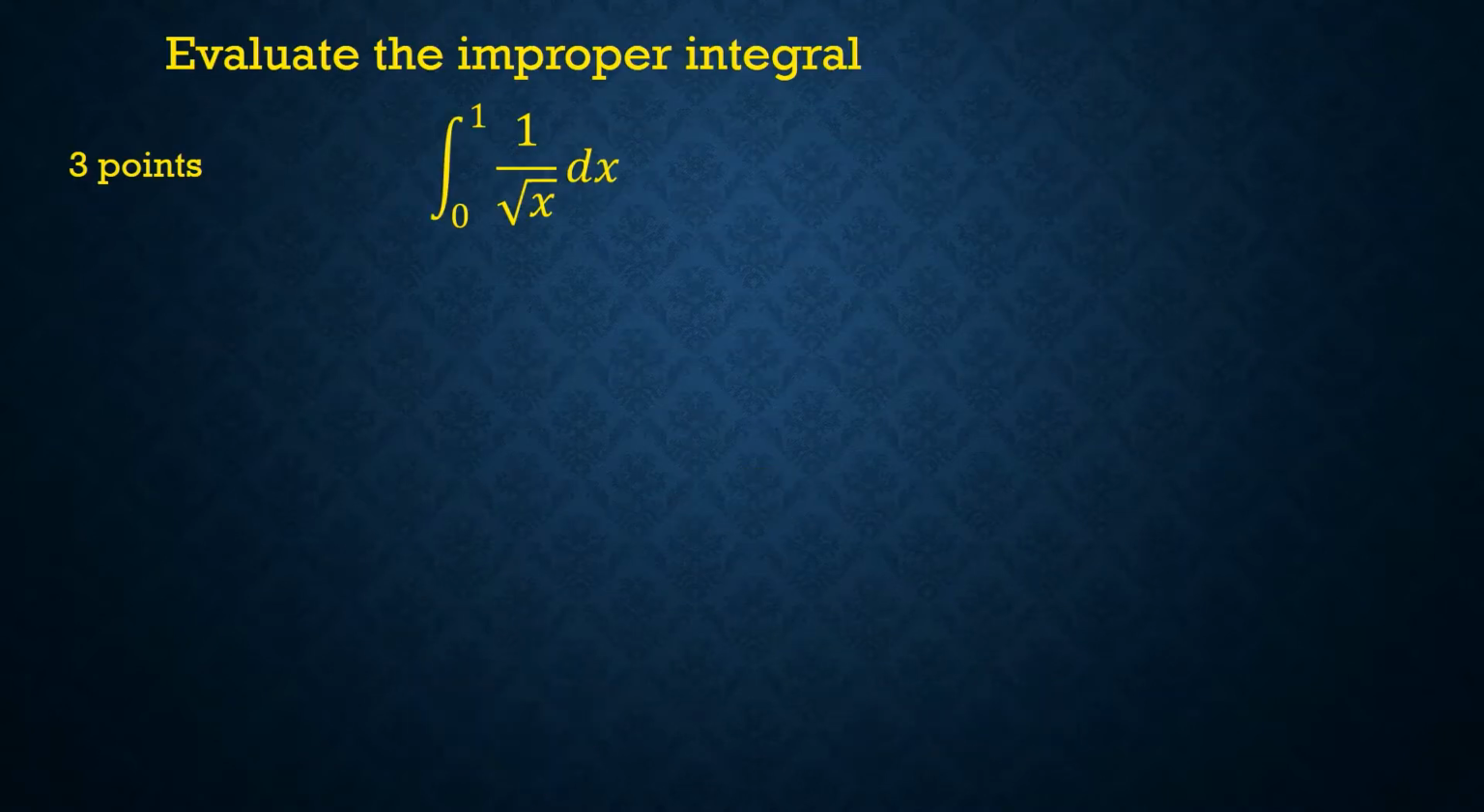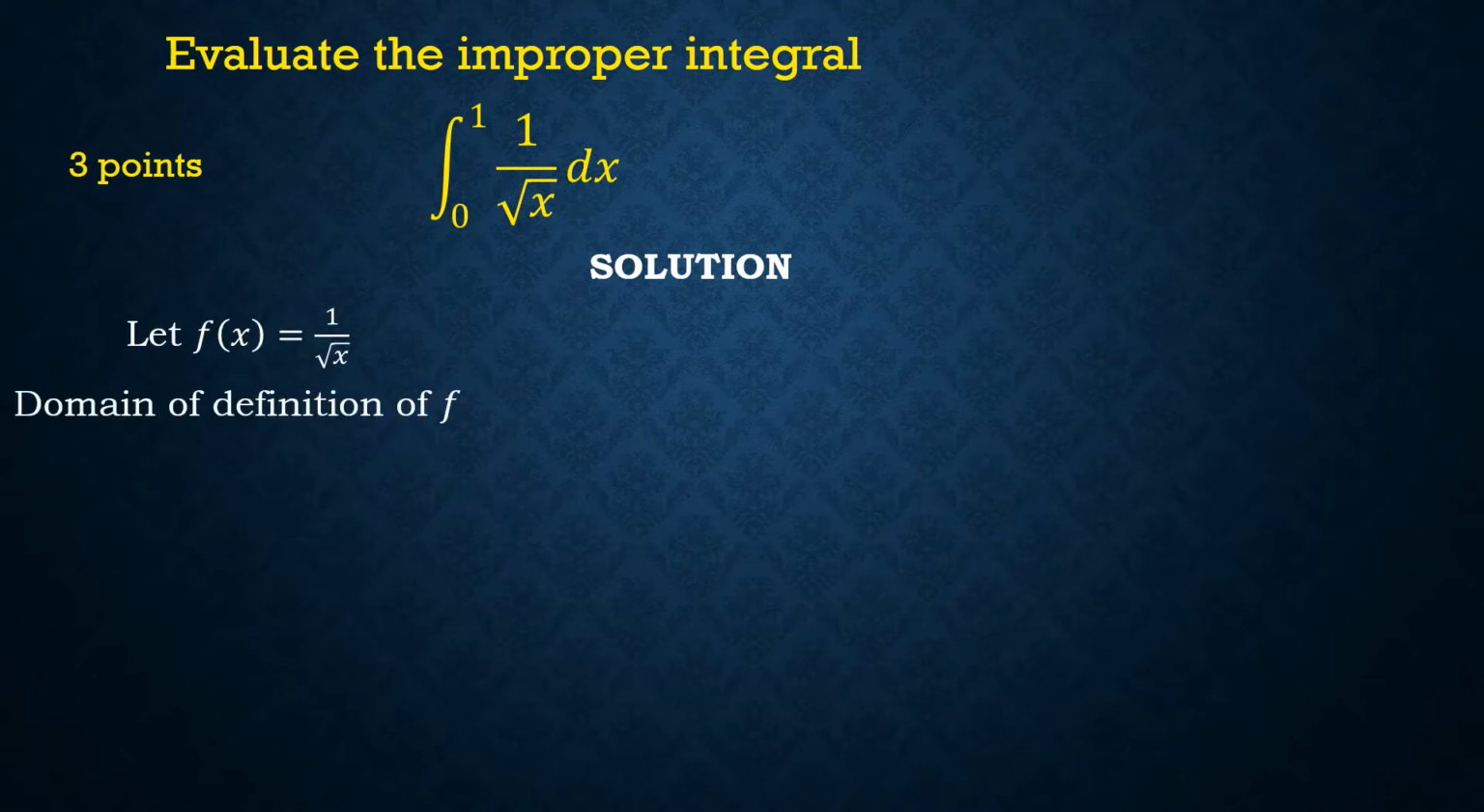Okay, so we are trying to evaluate the improper integral with bounds 0 and 1, and our integrand is 1 over the square root of x. If we let f of x, the integrand, equal 1 over the square root of x, let's find its domain of definition. It is defined on the set from 0 to positive infinity, with 0 being excluded.